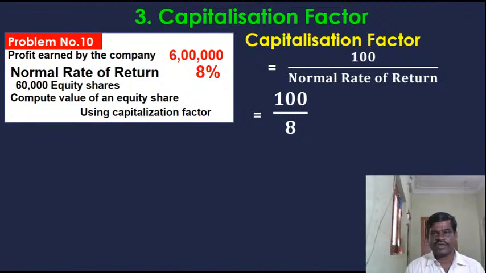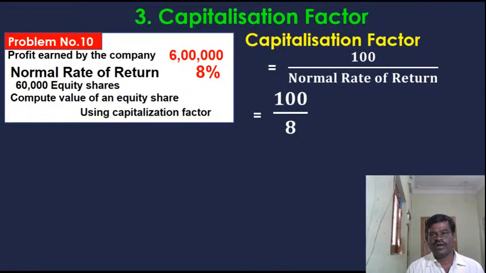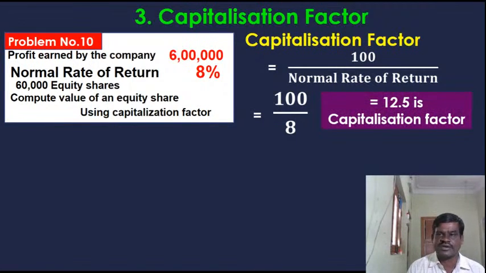You take 100 as it is. This is fixed, there is no change. Divided by normal rate of return, 8%. What is the capitalization factor? 12.5 is the capitalization factor.